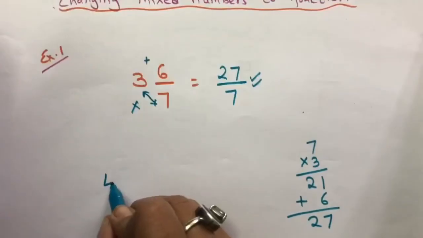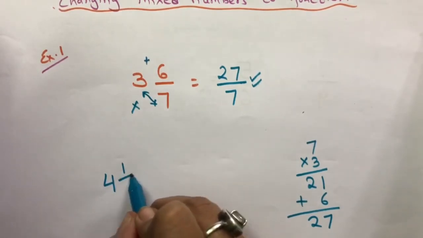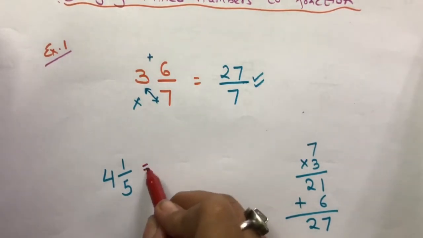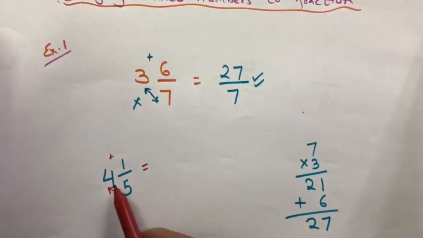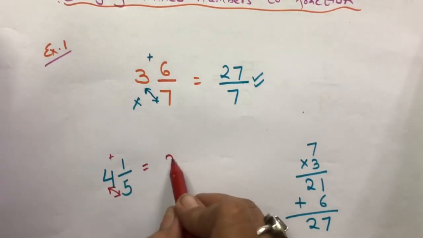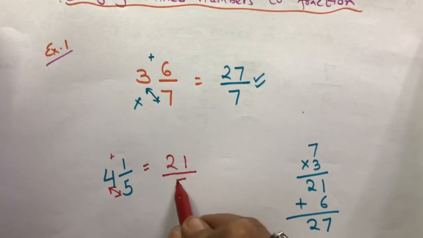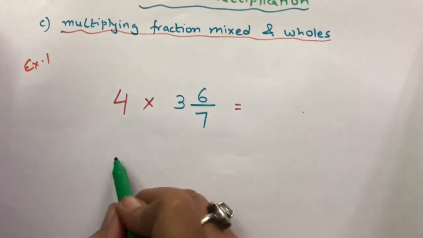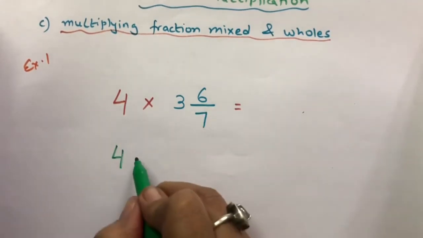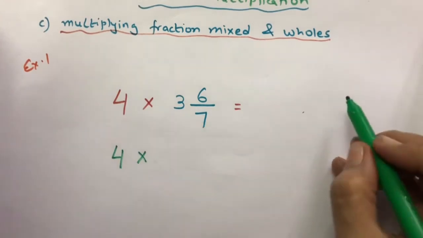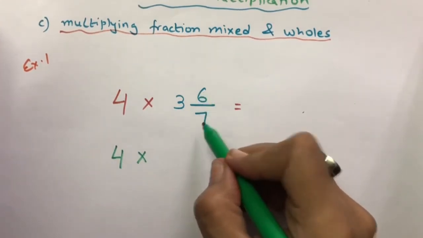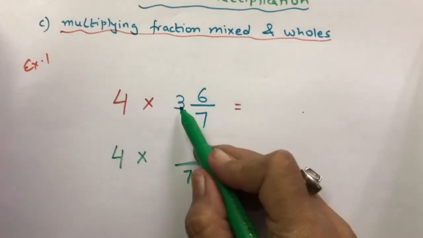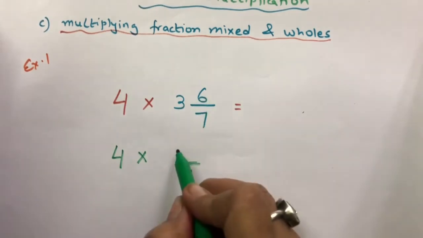Easy. 4 1 upon 5. This is a mixed number, and how do we change it now? We will multiply these two. 4 fives are 20 plus 1, 21, that is upon 5. This becomes a fraction now. So first we will change this number. We write this simply the same. And how to do this? We multiply this and add this. So first I'll write 7 in the denominator, and 7 threes is 21. 21 plus 6 is 27.